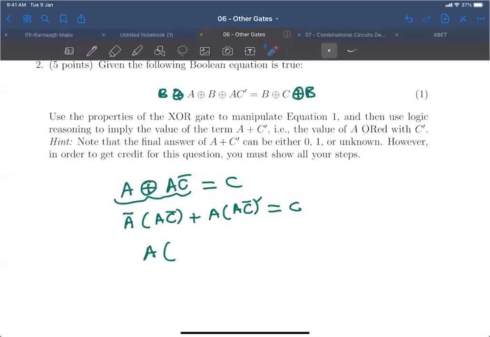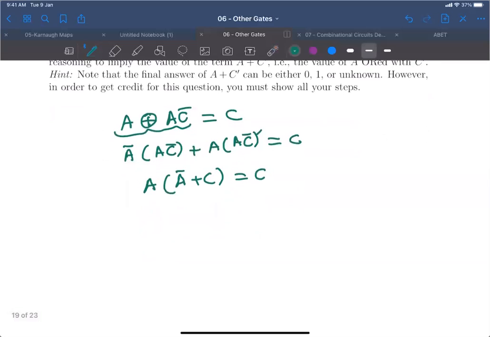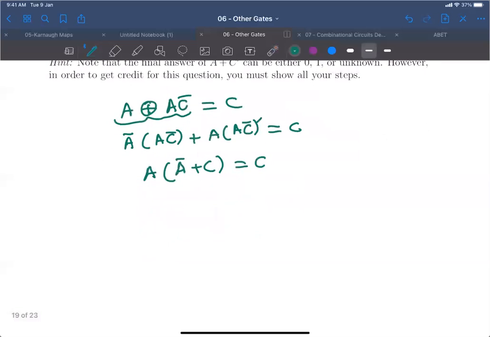And using De Morgan's law, I can complement what is inside the bracket. So it becomes A complement ORed with C, and this equals C. Using the distributive law, I can distribute A over A complement and C to get what? A A complement, which is 0, and then AC, all right, is equal to C.